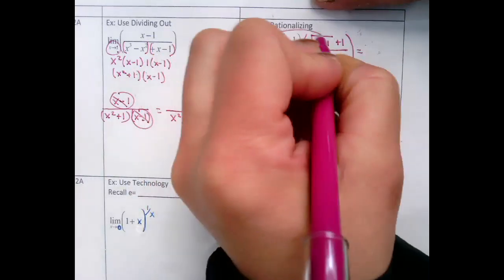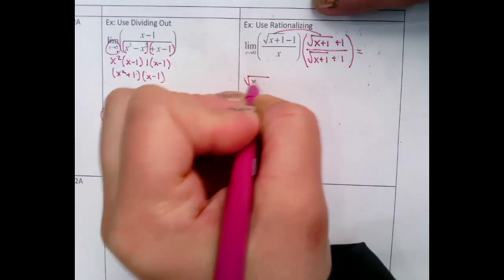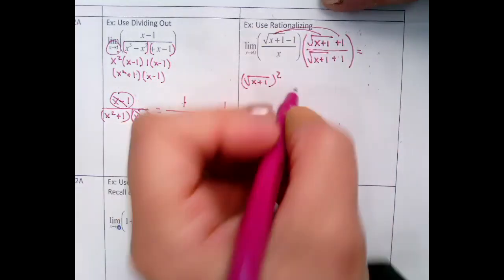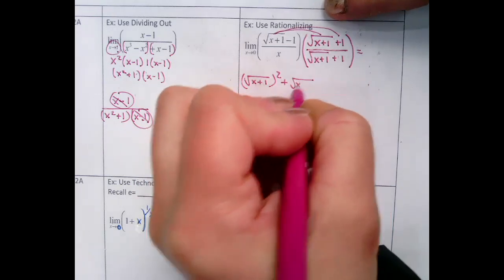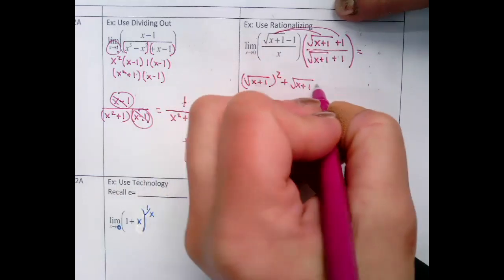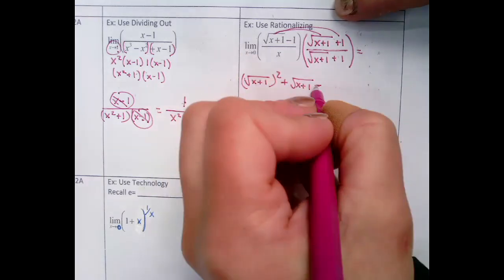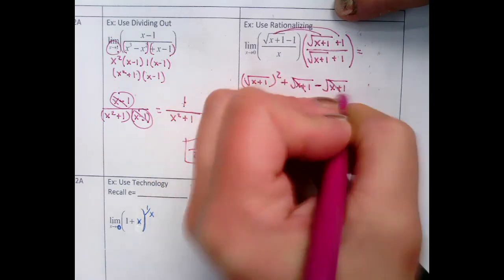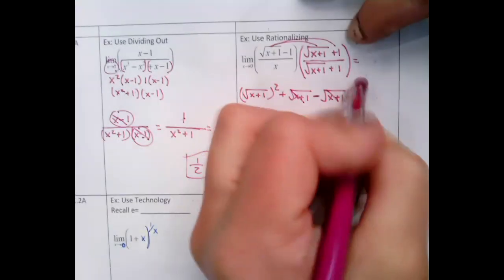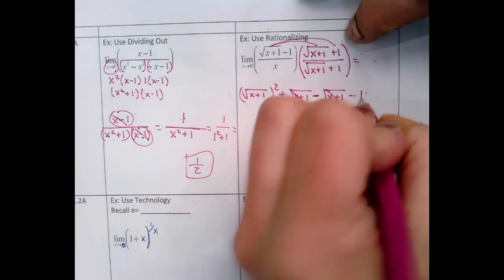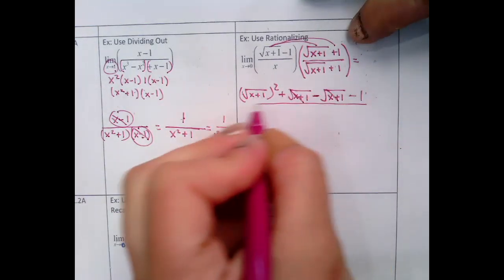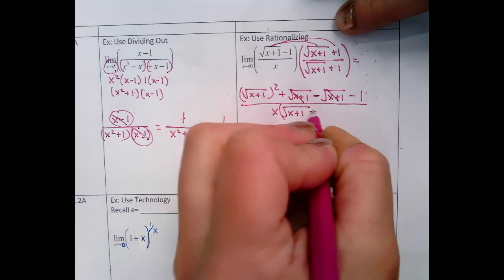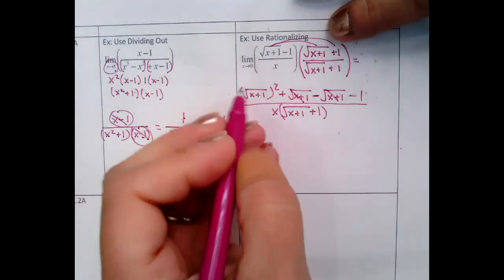All right, so I'm going to just go on ahead and do this. So that's going to be the square root of x plus 1 squared because it's times itself. And then I'm going to do the square root of x plus 1 times +1, which is plus the square root of x plus 1. And remember, anytime we rationalize, we always get rid of one term. Okay, so now I'm going to do minus square root of x plus 1. So those are going to wind up canceling. And then I have -1 times +1, which is just a -1. Okay, my denominator, I'm just going to leave it as x times the square root of x plus 1 plus 1 right now.